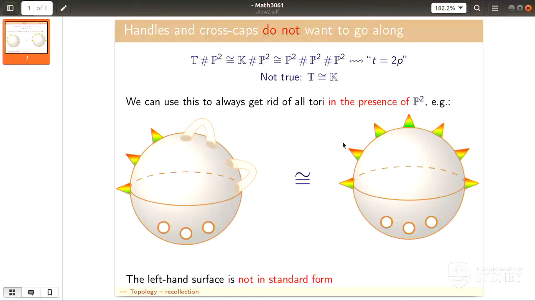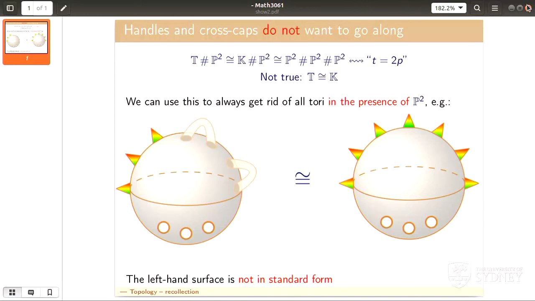That's exactly the reason why we want a standard form, because these are the same two surfaces, but they look different if you just look at the pictures. That's why we don't call the left one a standard form, we only call the right one a standard form. Remember, this came from my analogy that this is like a prime number decomposition, but there is a flaw that it's not quite unique. There's this non-uniqueness because the projective plane eats a torus and spits out a Klein bottle, and we fix it by getting rid of all tori as soon as we can.